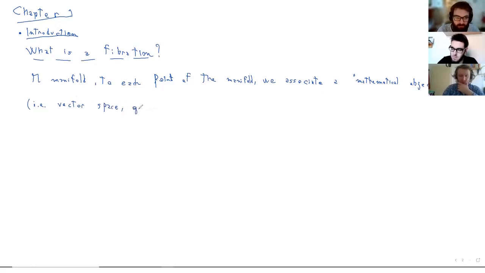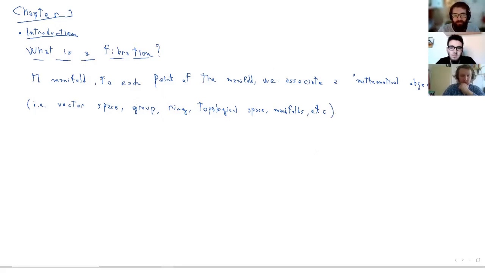But this could be something different. It could be a group. It could be a ring. It could be other topological spaces, other manifolds even. Et cetera. It could be really anything.